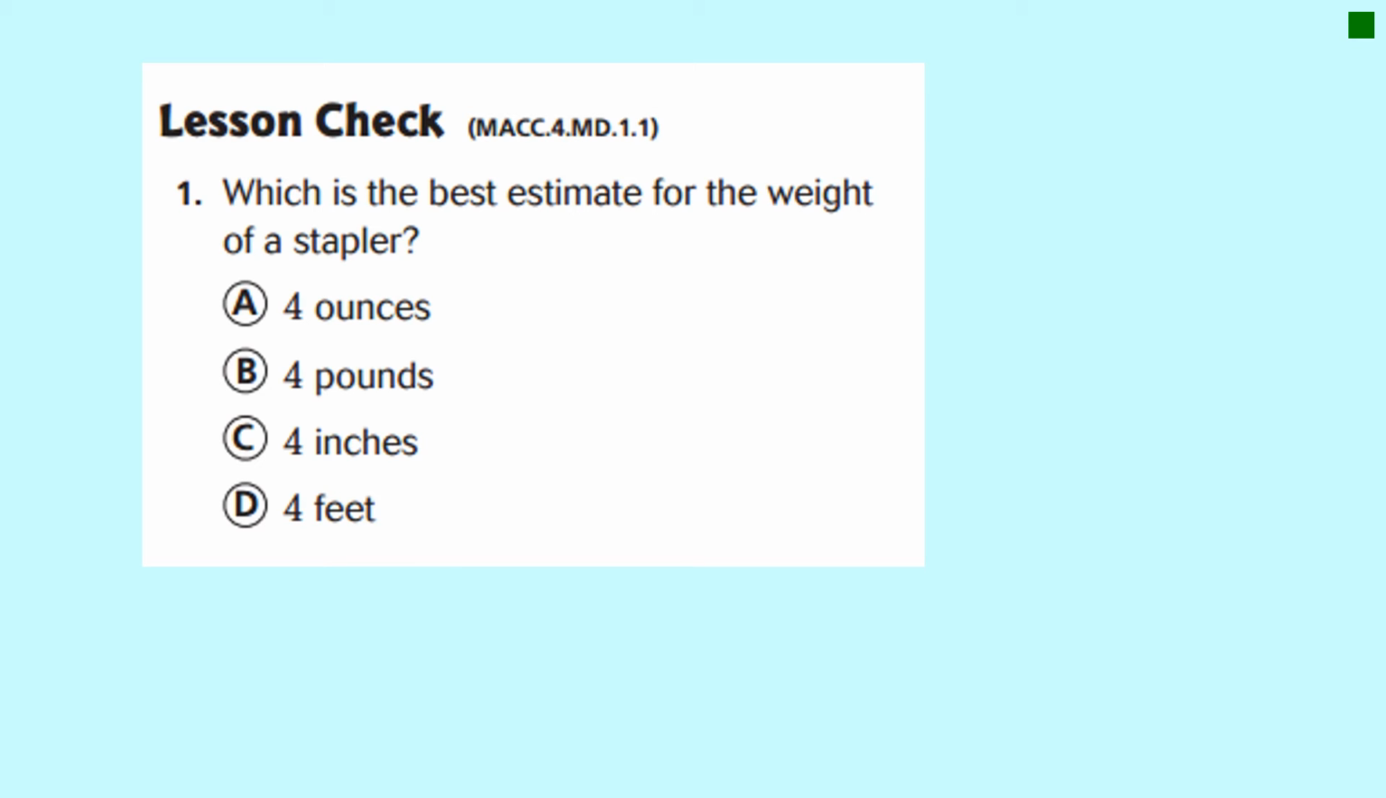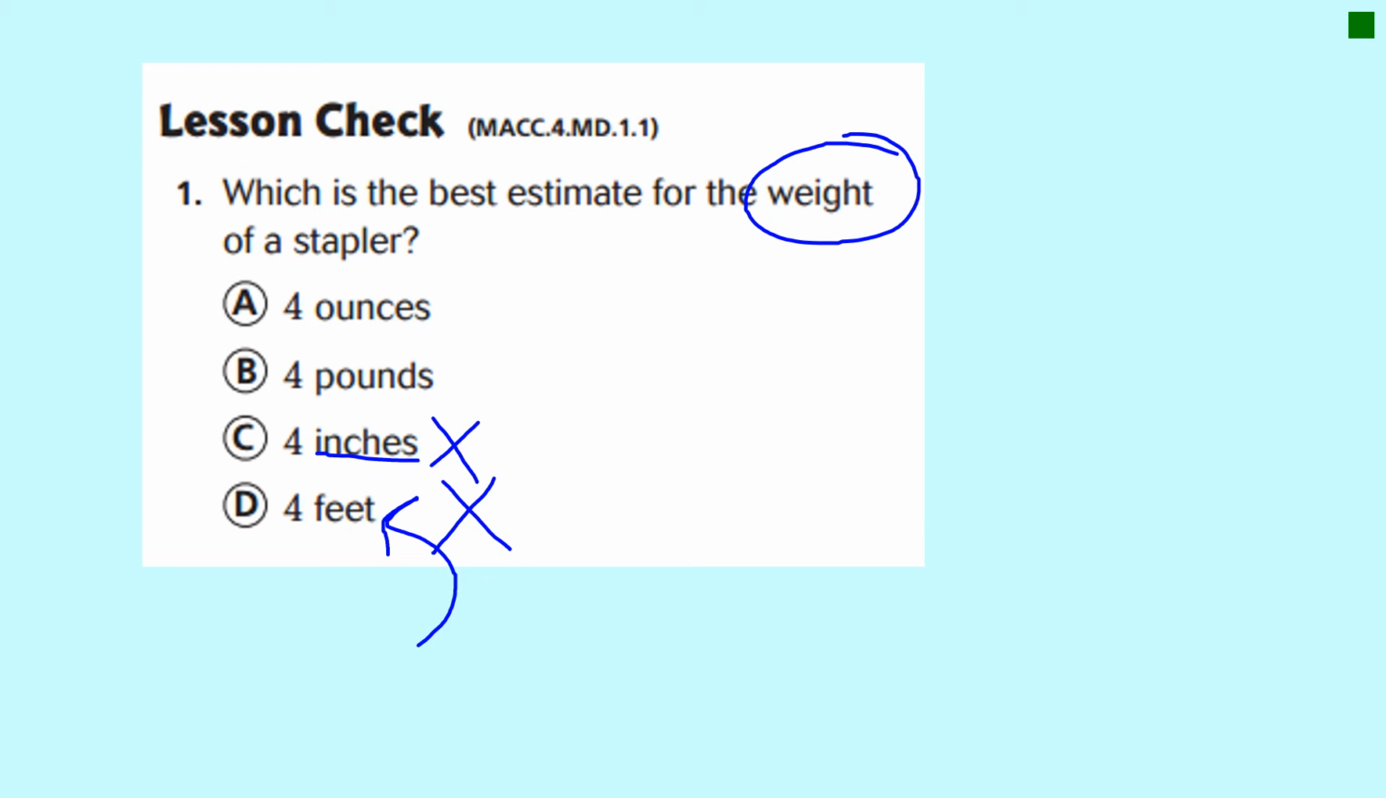Now, right away, I'm pausing there at 4 feet, right? Like 4 feet. We're talking about weight. Do you measure weight in feet? Like if somebody says, hey, how much do you weigh? Do you say, I weigh 4 feet? No, that's not weight, is it? Okay, and then I'm just glancing up here at C. Inches, that's not weight either. Both of these are length, so they can both be eliminated.